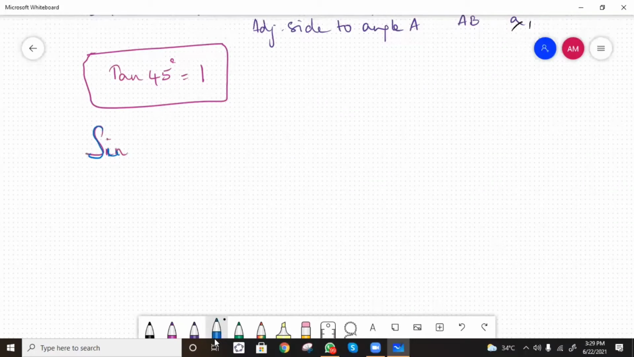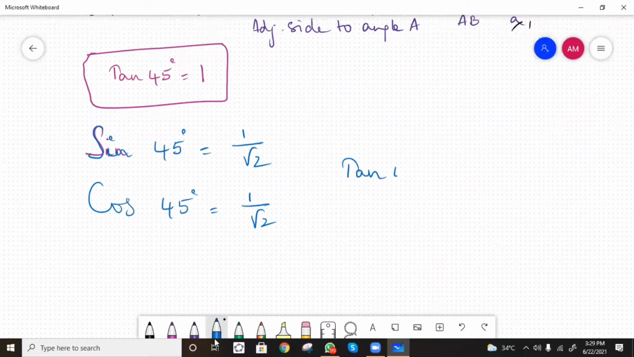Sin 45 is equal to how much? 1 by root 2. What is cos 45? That is equal to 1 by root 2. And what is tan 45? Tan 45 is equal to 1.